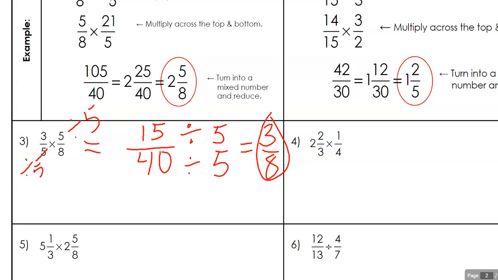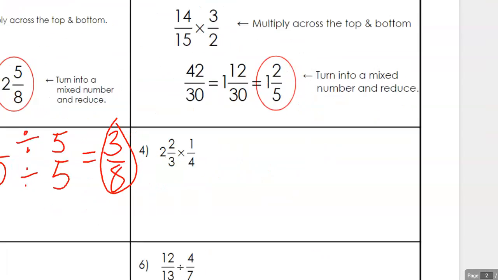So let me erase this part because it looks kind of crazy, doesn't it? So when you divide by 5, cross this out, gives you 1 here, gives you 1 here. So multiplying straight across on the top gives you 3 times 1, which is 3. And on the bottom, 1 times 8, which gives you 8. So you're going to get the same answer either way you go. All right. Let's look at number 4.